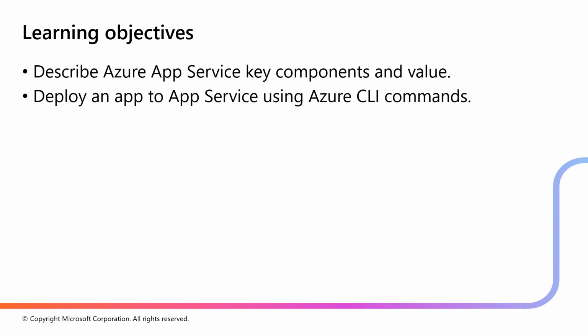And Ola's team now spends less time firefighting server issues and has more time enhancing user experience. They roll out new features faster, staying ahead of the competition. In this video, we look at the two objectives to describe what Azure App Service can do for you and also how to deploy apps to App Service using Azure CLI commands.